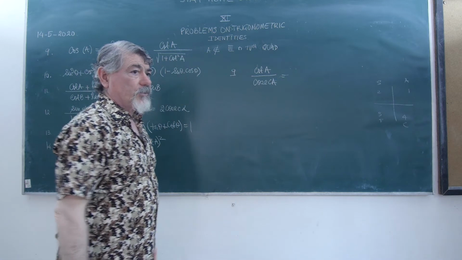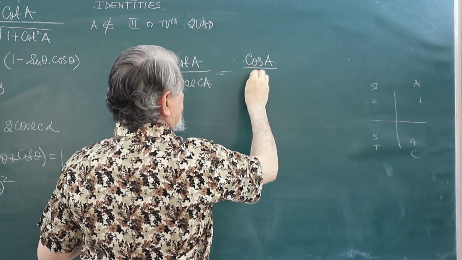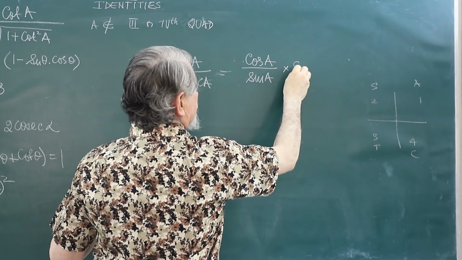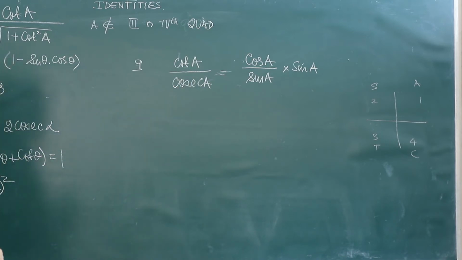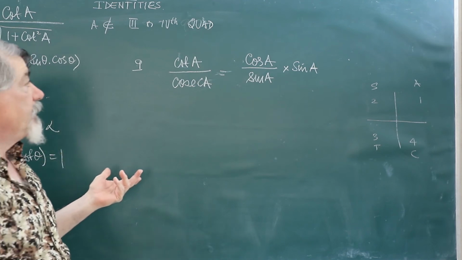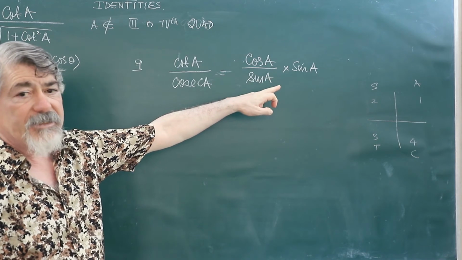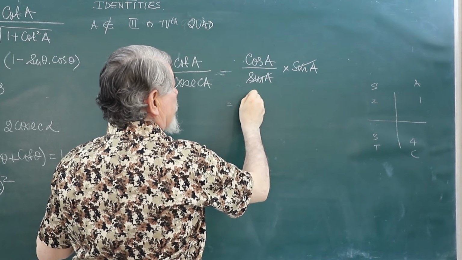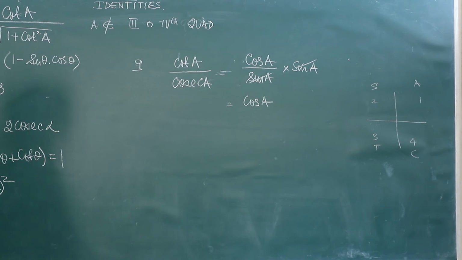Cot A means cos A upon sine A, and 1 upon cosec A will become sine A. I have written cot A as cos A upon sine A because tan A is sine A upon cos A. So this sine A will cancel and you will get cos A, which we wanted to prove equal to cos A.